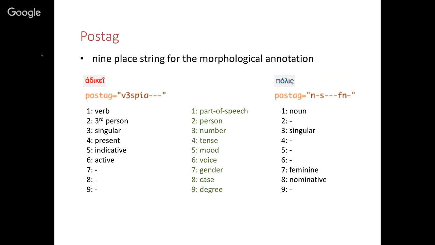And the gender, case, and degree, 7th, 8th, and 9th place, do not need to be annotated because this is a verb. It doesn't have these, so they can be left blank. And then on the right, you have the noun, polis, city. So then you also only get those labels which apply to nouns. So it's a noun, singular and feminine and nominative.